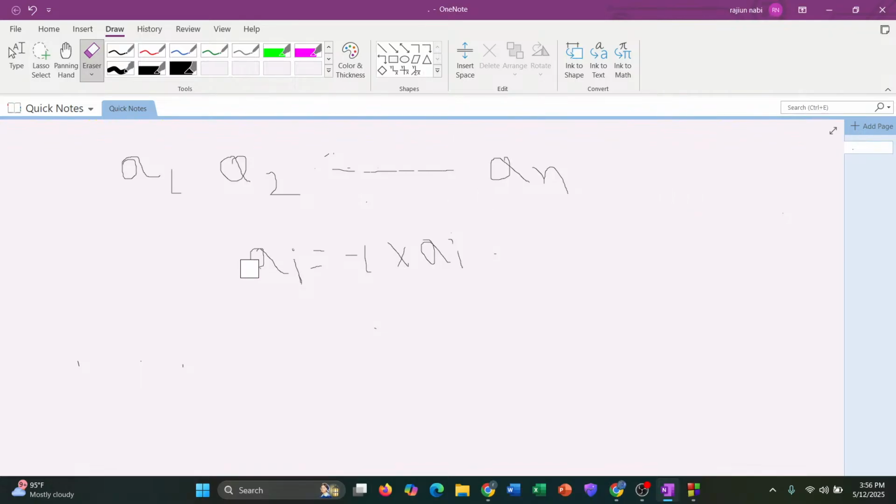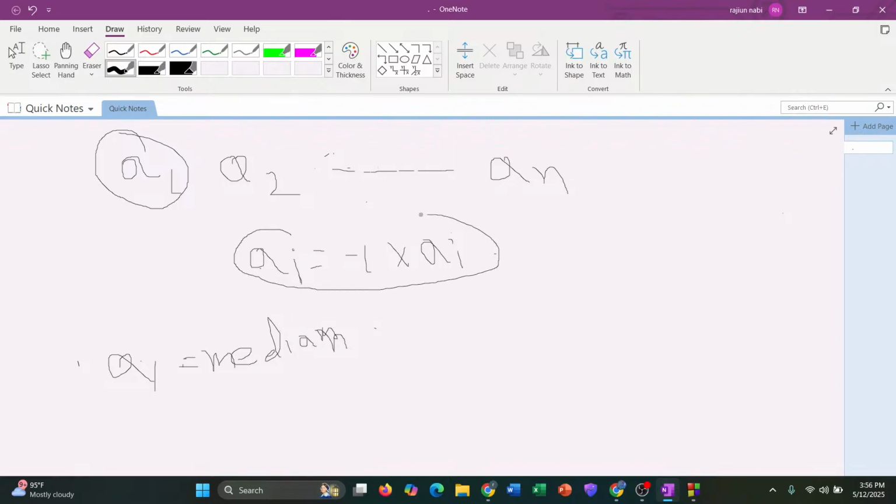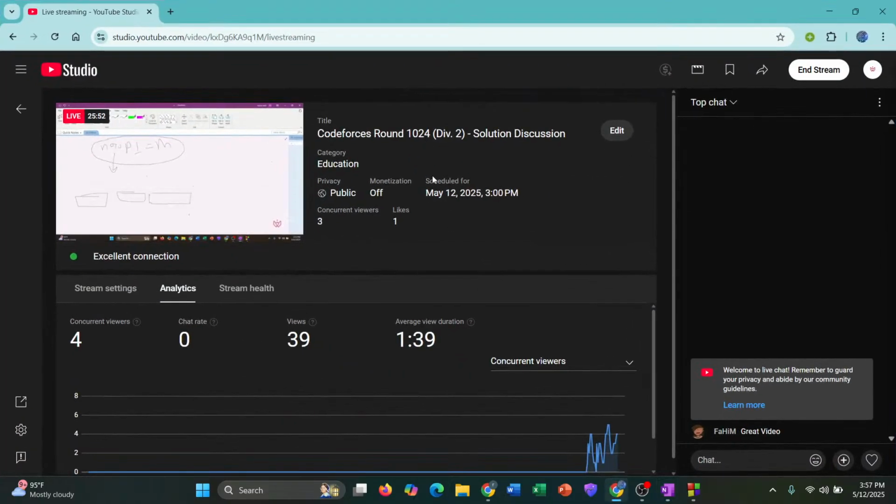Our task is to make the first element, which is a1, the median of the array. We have to tell, by doing this operation as many times as we can, if we can make the first element of the array, which is a1, the median of the array. I hope you guys understand the problem statement. Does anyone have any problem understanding the problem statement?